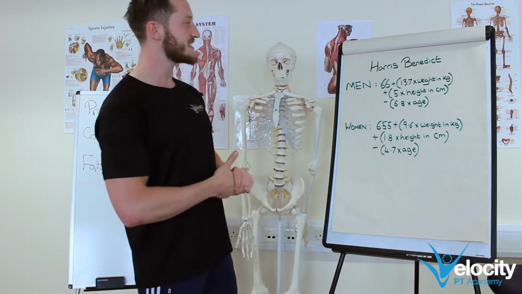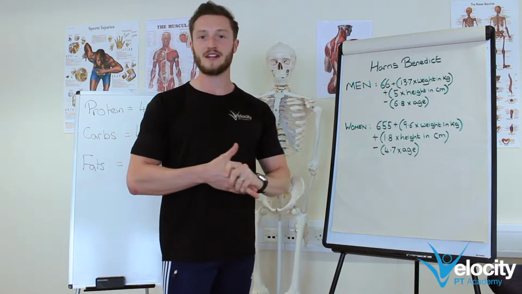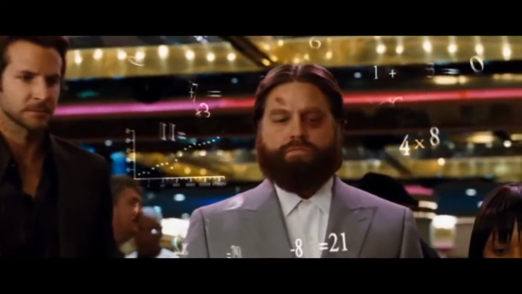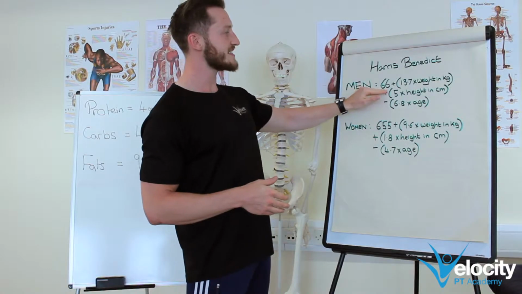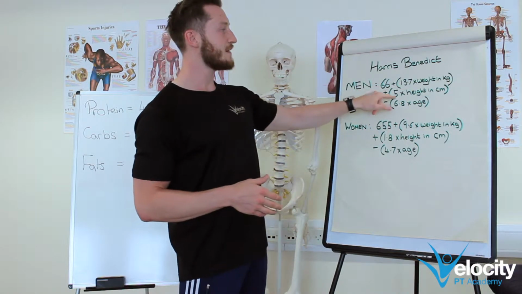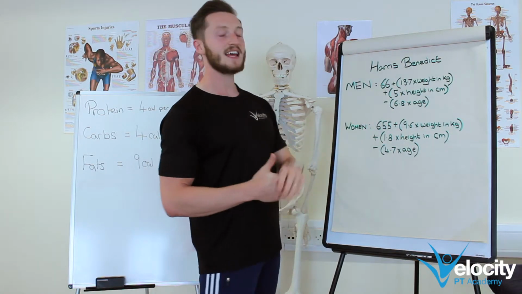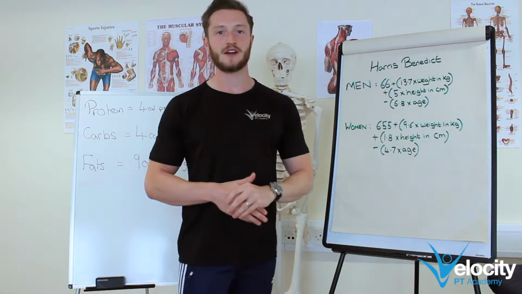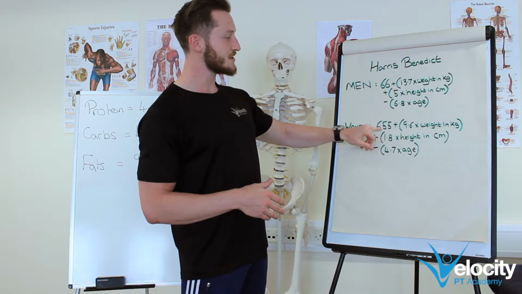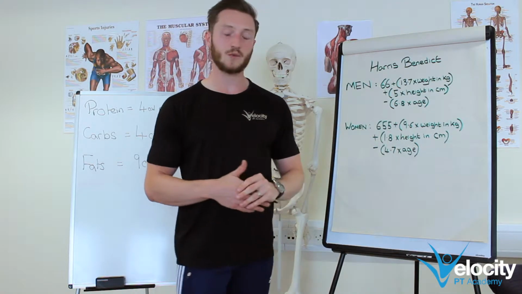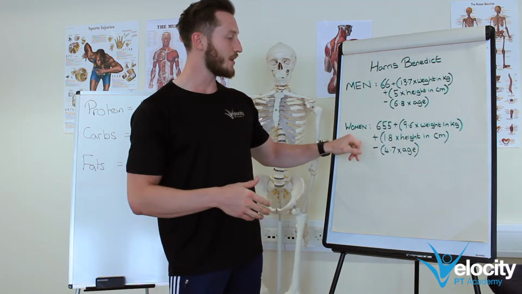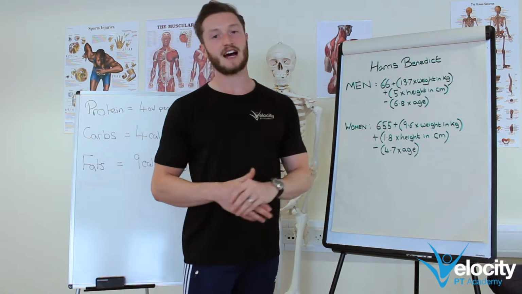Now, with this formula, you can see that you have two different equations, both gender dependent. So you've got men, and for men it's a big long nasty equation. You're talking 66 plus 13.7 times your weight in kilograms, plus 5 times your height in centimeters, and then you're taking away 6.8 times your age. You've also got the female one here. Female is 655 plus 9.6 times your weight in kilos, plus 1.8 times your height in centimeters, and also minus 4.7 times your age.